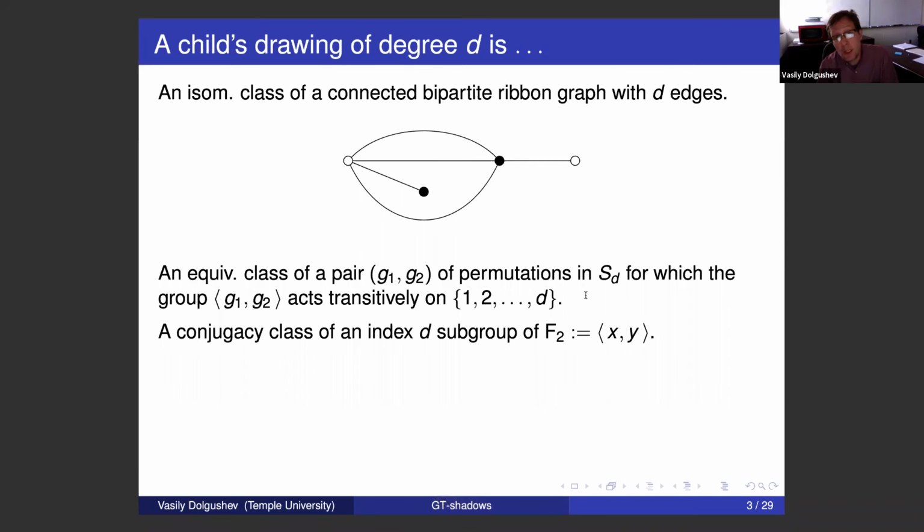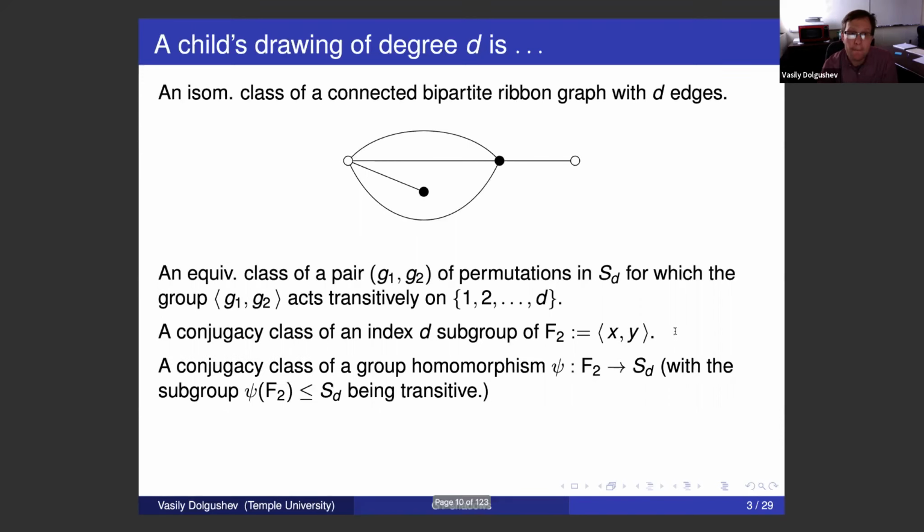Equivalently, we can define a child's drawing of degree D as a conjugacy class of an index D subgroup in F2. I denote by X and Y the generators of the free group on 2 generators. Then we can do something else. We can define a child's drawing of degree D as a conjugacy class of a group homomorphism from F2 to S_D, with the image being transitive.